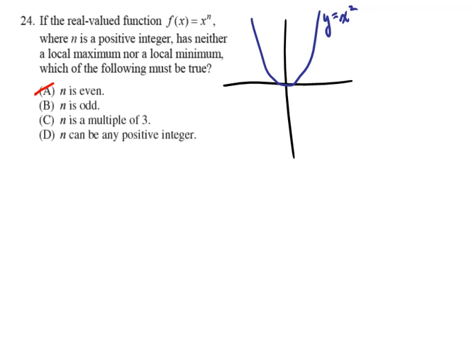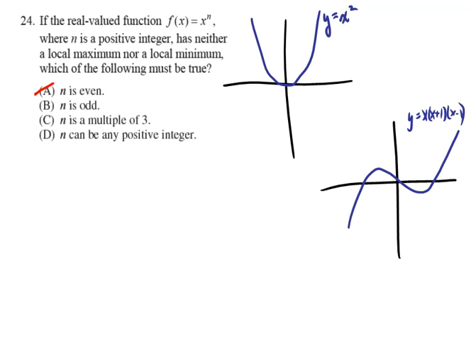Now the reason I say that is because with an odd powered polynomial you could have relative min or max. For example, you might have y equals x times x plus 1 times x minus 1, and it might look something like that. Well, obviously it has both a relative or a local max and a local min in there, so that wouldn't satisfy this, and that would be a third power or an odd powered polynomial.